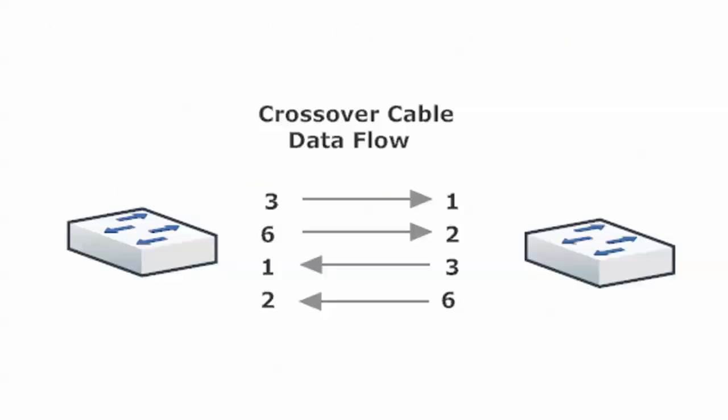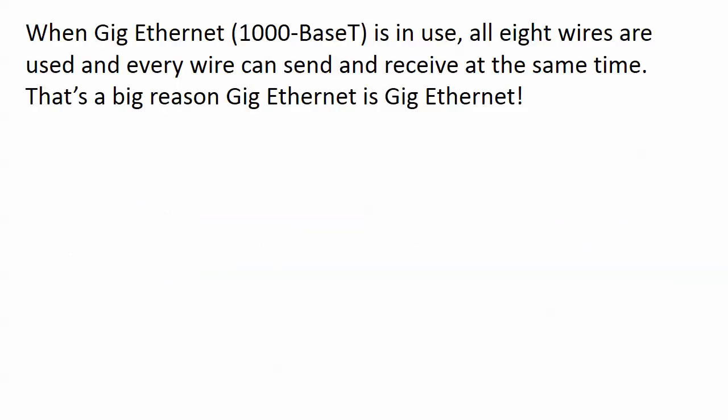With the crossover cable, 3 goes to 1 and 6 goes to 2. So when the switch is talking on pins 3 and 6, the other one is listening on 1 and 2, and we're all set. That's all there is to it. But 3 to 1, 6 to 2, and then 1 to 3 and 2 to 6. That's the crossover cable.